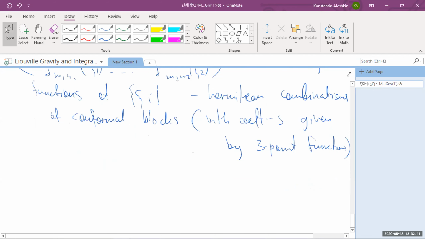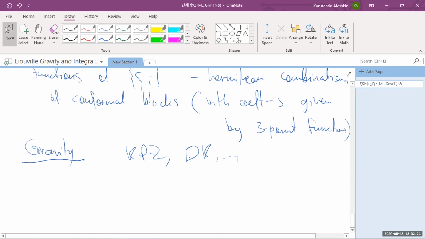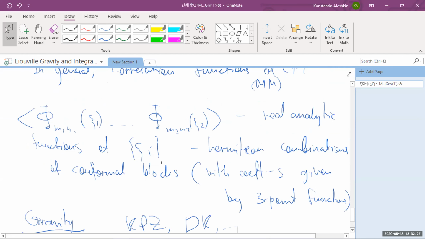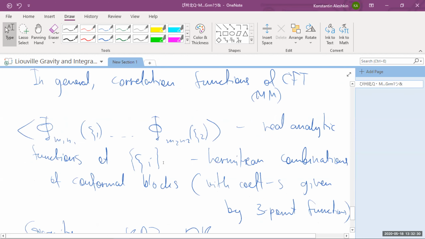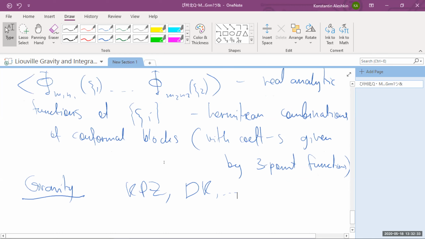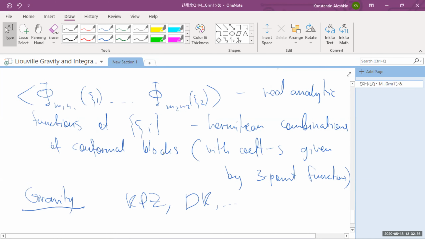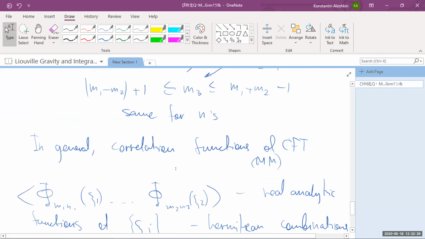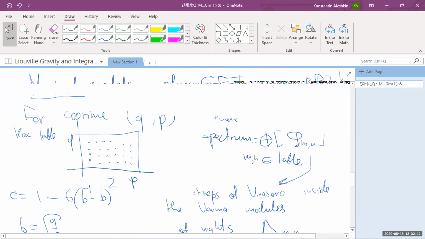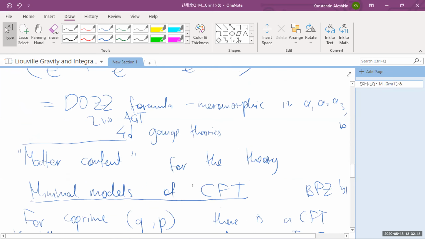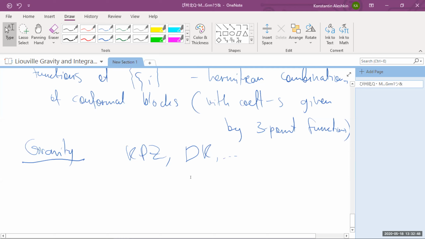So yeah, now I can talk about gravity. Again, these are physical works by Knizhnik, Polyakov, Zamolodchikov, David, Distler, Kawai, and other people. People understood how to write correlations for a gravity theory whose matter content is minimal models, and where the gravity is given by Liouville gravity. So what do we want to do for gravity? We want to get rid of all dependence on the metric. We want to get rid of all dependence on the insertions.